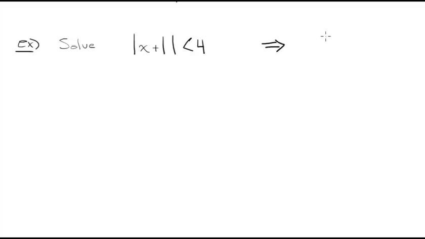Well, remember back to an example like this. Let's say we had absolute value of a is less than 4. If you go back and you remember when we did absolute values, we said this is equivalent. This is the same as saying a is less than 4, but bigger than negative 4. So we can do the same thing with this one. We would say x plus 1 is less than 4, but bigger than negative 4.